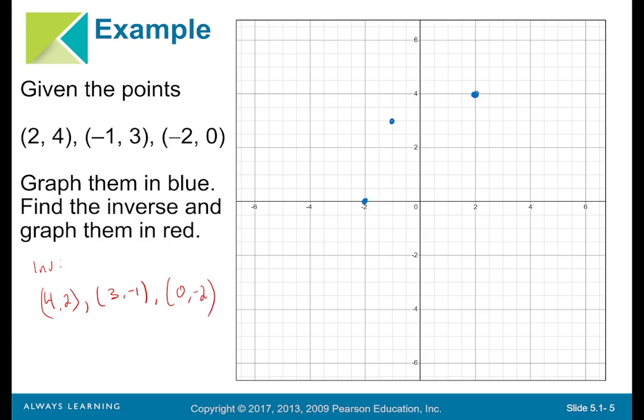So let's plot those 3 points and see what we have. If I have 4, 2, I'm over here. If I have 3, negative 1, I'm down here. If I have 0, negative 2, I'm down here. So interestingly, all of these points have flipped actually directly over the line that goes right through here. Notice how they've all reflected perfectly over that line. That line is actually called y equals x. That's the line of y equals x. It goes perfectly through the origin with a slope of 1, and every time that we are finding an inverse, we're reflecting over this line.